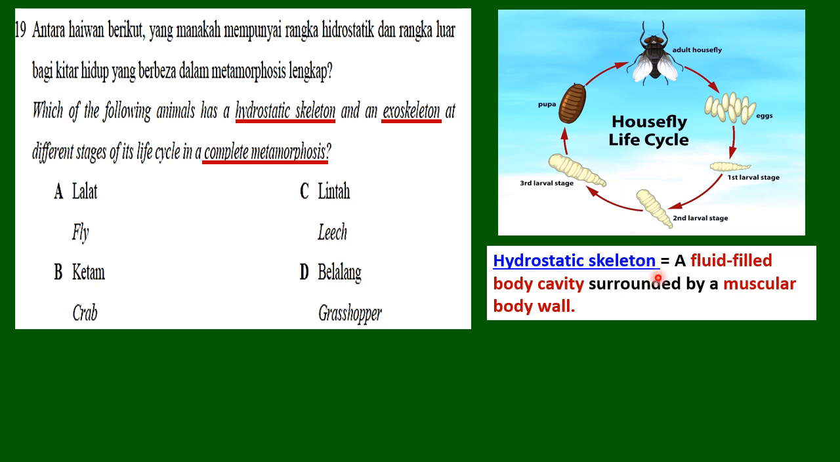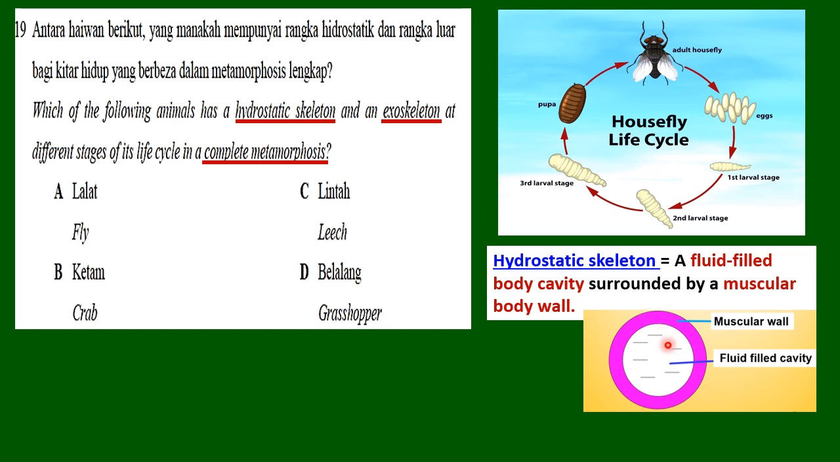Actually, a hydrostatic skeleton is a fluid-filled body cavity where the fluid is under pressure, and it is surrounded by a muscular body wall like this. This is the fluid-filled body cavity in the center of the body, and then it's surrounded by a muscular wall which consists of, for example, in the earthworm, the circular muscles and the longitudinal muscles. So this is the hydrostatic skeleton. So it has this hydrostatic skeleton when it is a larva.